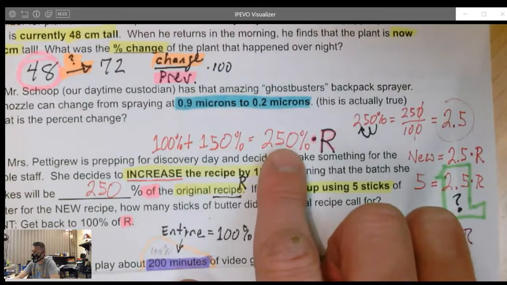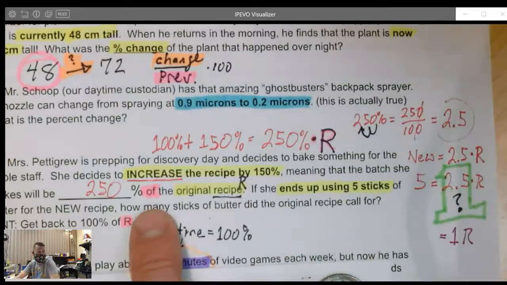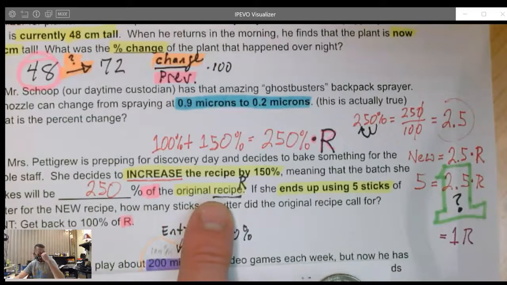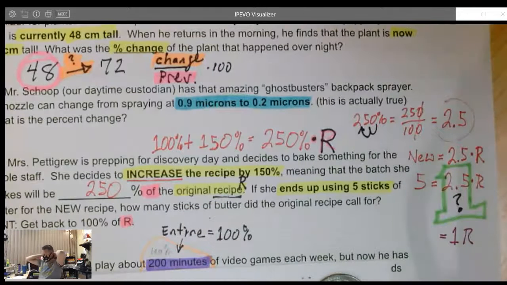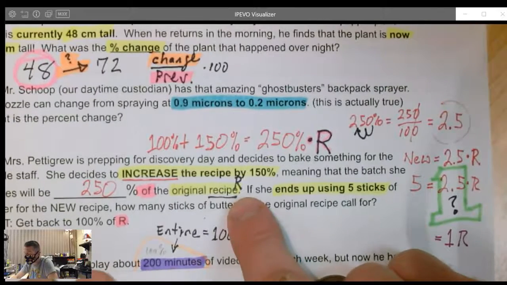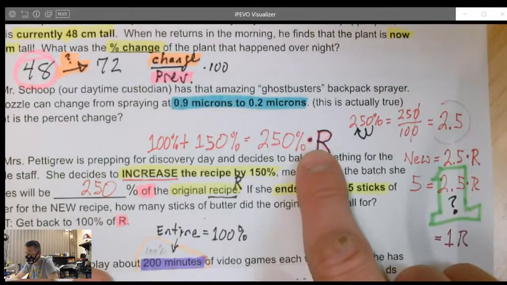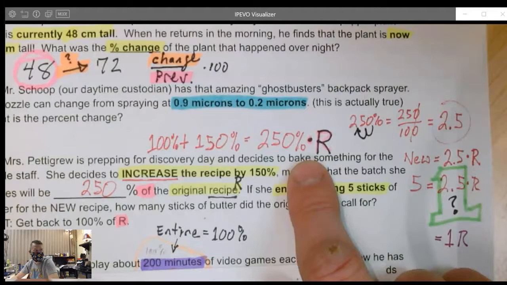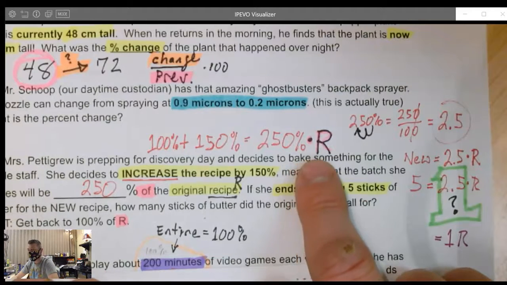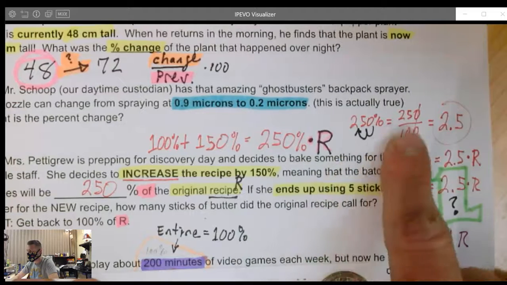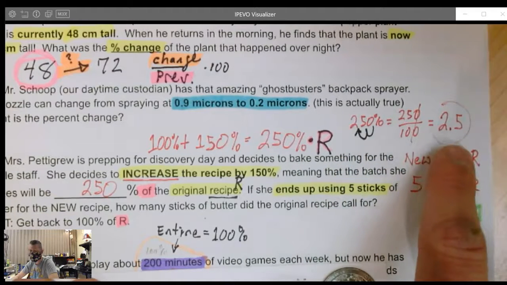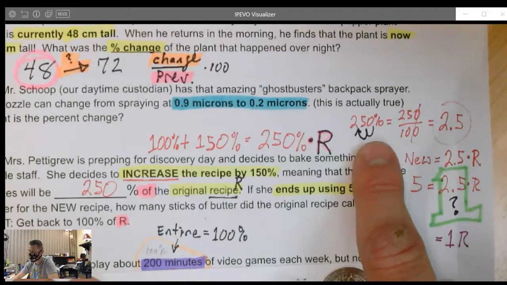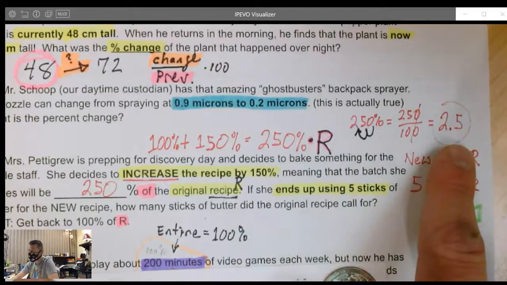Well, percent of what? It tells you right here, percent of the original recipe. So if we call the original recipe R, like a pirate, R, we are going to have 250% of R. Of tells me times R, okay, I plugged that in. But I can't use the percent sign. Darn. Well, we can do the swoop-de-swoop, or we can set up the fraction. Either way, we can get to the decimal form of 250%, 2.5.